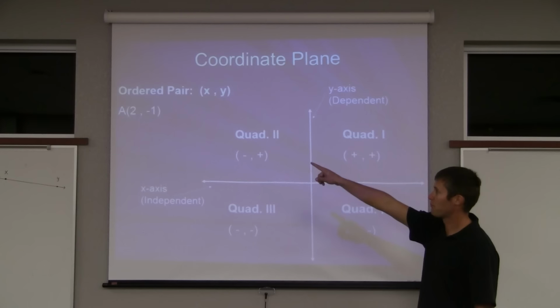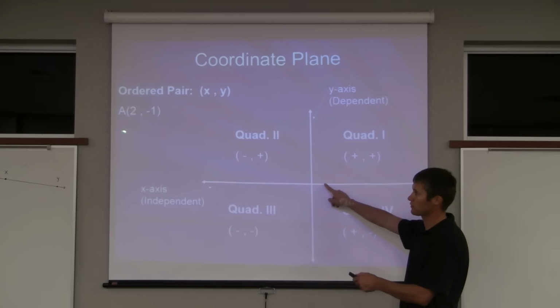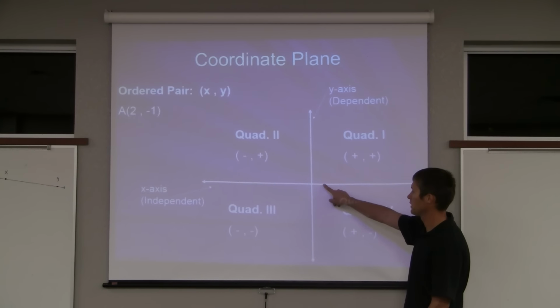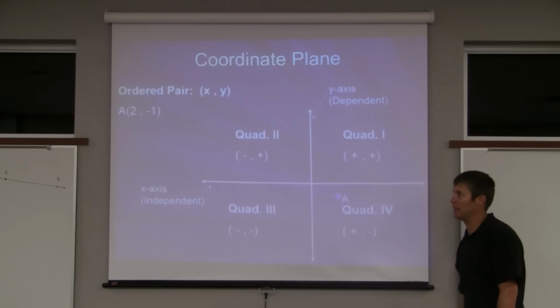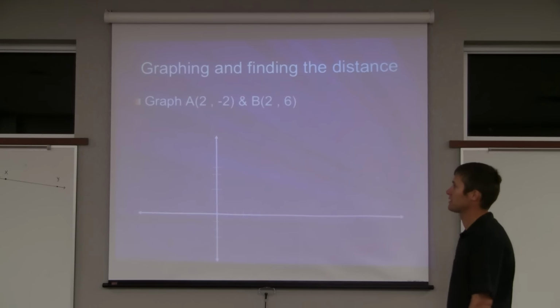So if I want to graph the point (2, -1), remember I go over 2, because the x goes first, so 2, and then down 1. So here's my point, over 2, down 1, that would be point A. So what we're going to be doing is we're going to be graphing and then finding the distance.